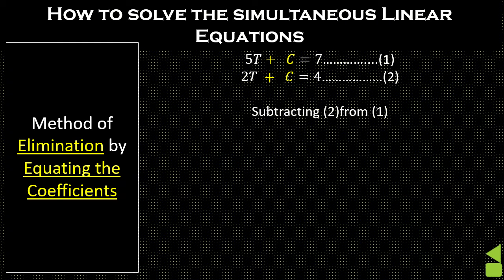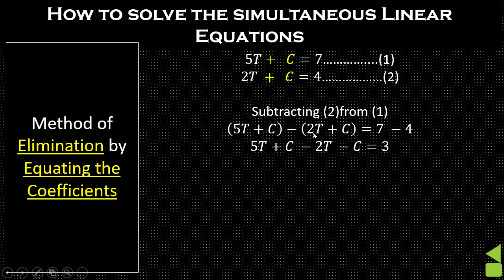If we subtract equation 2 from equation 1, the left hand side should be subtracted from the left hand side and the right hand side from the right hand side. So 2t plus c is subtracted from 5t plus c, and 4 is subtracted from 7. We have a negative sign in between. If we open this bracket, the exterior sign is negative, so the interior signs of 2t and c should be changed.